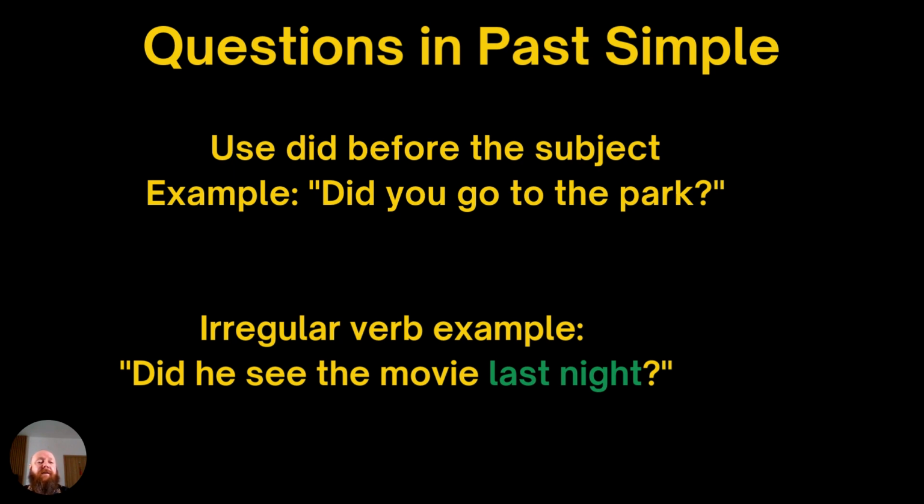And for the irregular verb, it's the same. We have did. So did he? We've changed the subject. Did he see the movie last night? And the see doesn't change, but the answer, so we could have yes, he did. He saw the movie last night. Or, no, he didn't. He didn't see the movie last night.